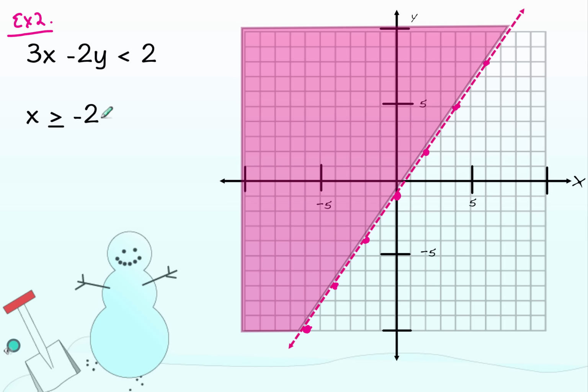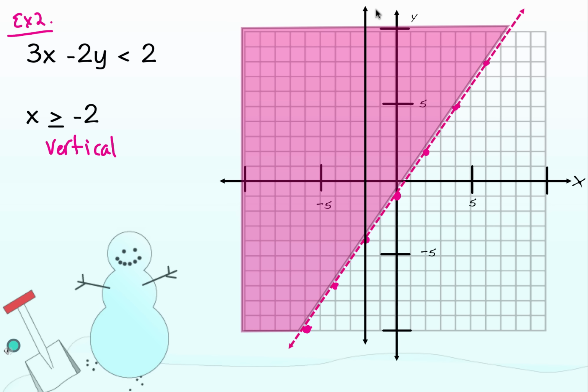X is greater than or equal to negative 2. Right, this is a vertical line, remember? Oops, I still have on my shape recognition pen. Let me get a regular pen. This is going to be a vertical line. All right, so let me come over here, get a vertical line. Let's go to where x is negative 2. Okay, that's not bad right there. And it's solid because it's equal to.